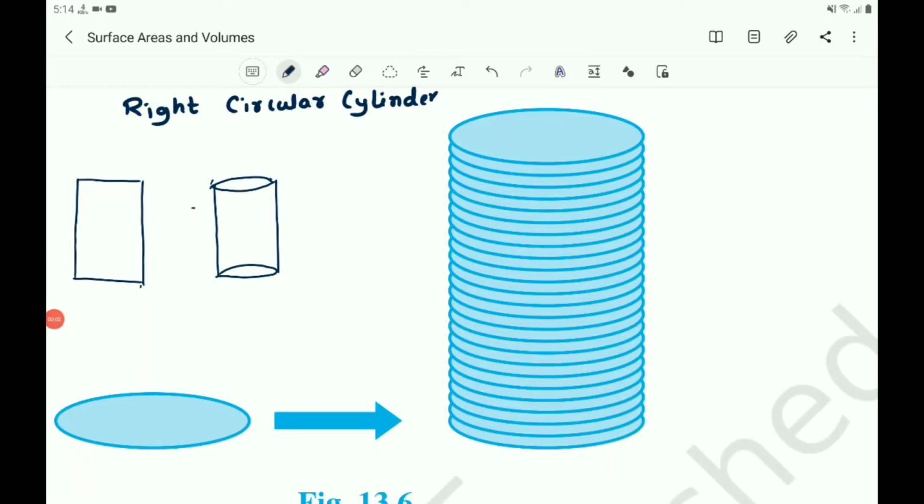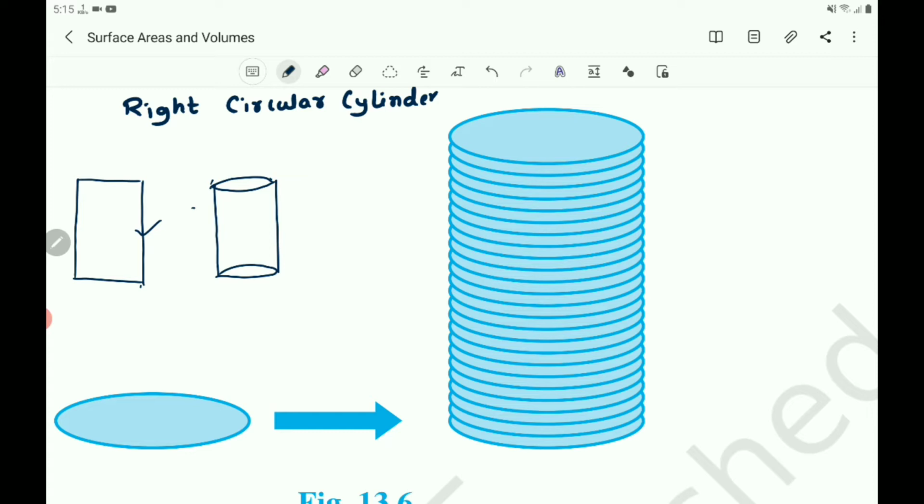Children, let us continue the chapter surface areas and volumes. Now let us discuss about cylinder. That is also about the right circular cylinder. Then what is a right circular cylinder? A right circular cylinder is a solid generated by the revolution of a rectangle about one of its axis.